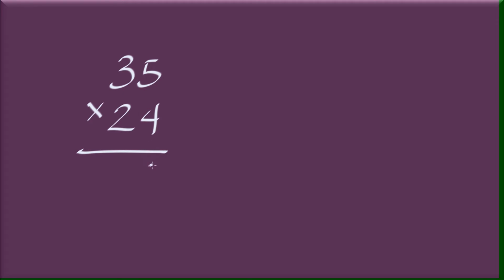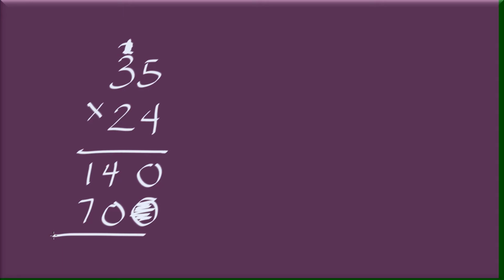Okay, let's suppose we have two-digit 35 times 24. Okay, so let's multiply this by the standard method. 5 times 4 is 20. 4 times 3 is 12 plus 2 is 14. I usually put this lifesaver here. So 2 times 5 is 10. Carry 1. Then 2 times 3 is 6 plus 1 is 7.